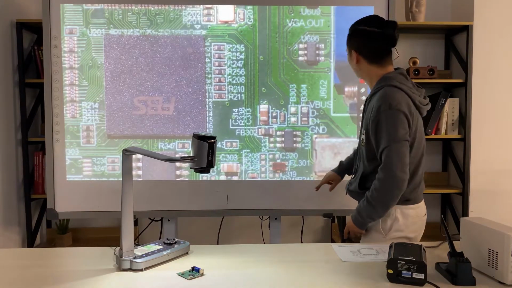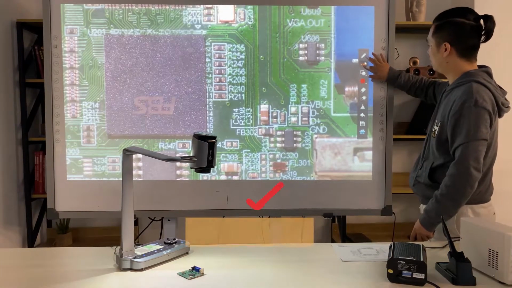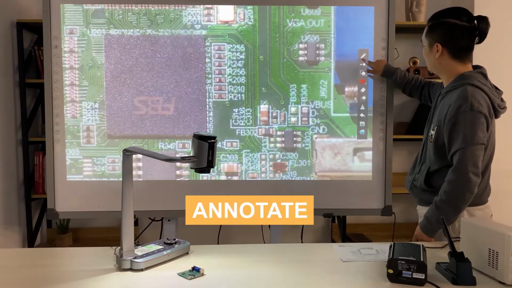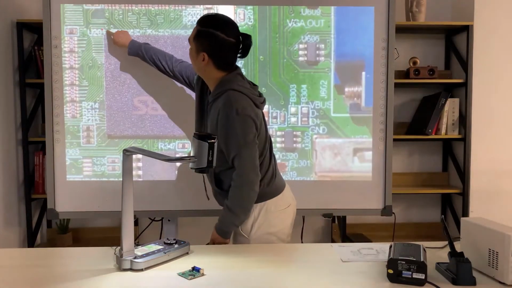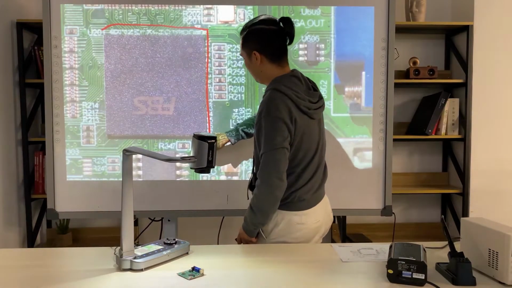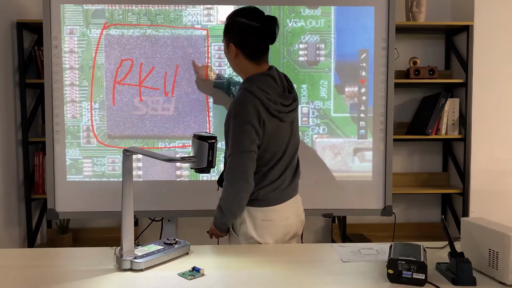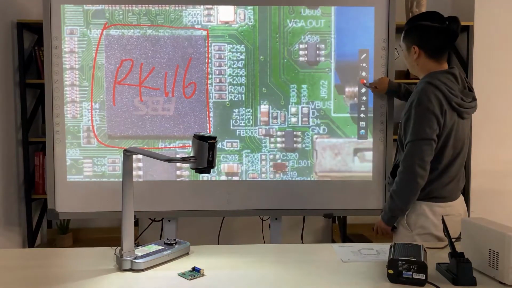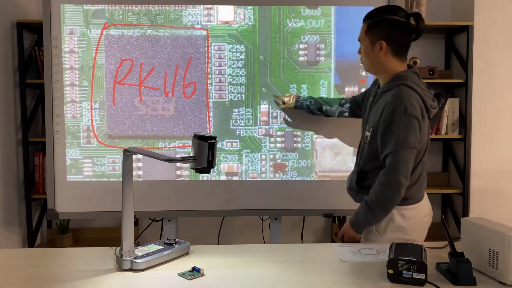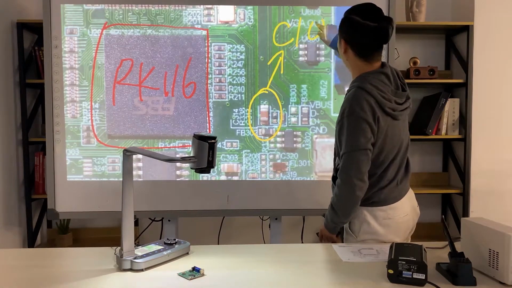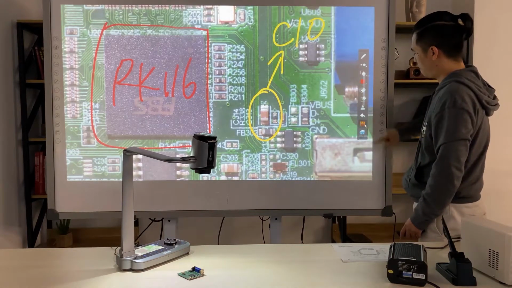Here, click on Annotate. And then move to the right side to select the detailed pencil, thickness, and color. We can easily annotate the important part we would like to focus on. And then save the image.